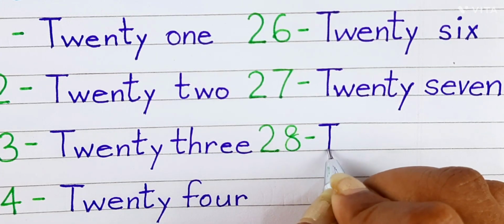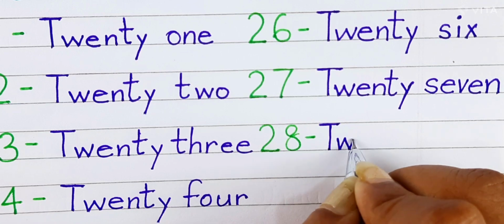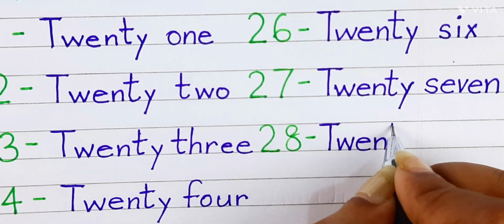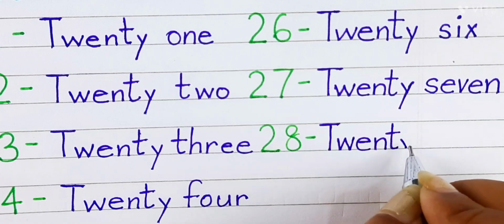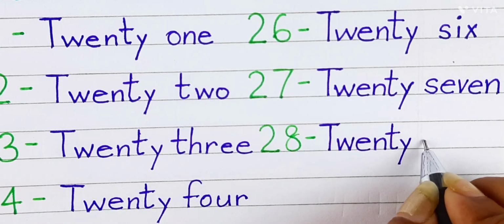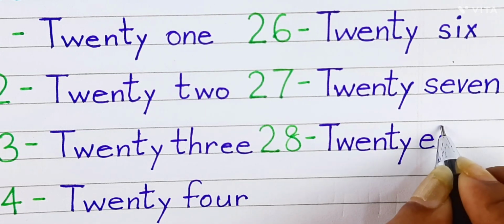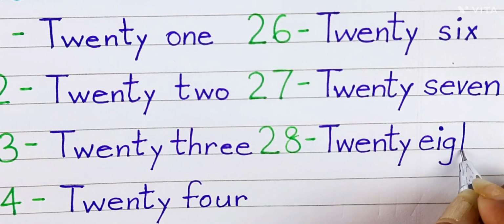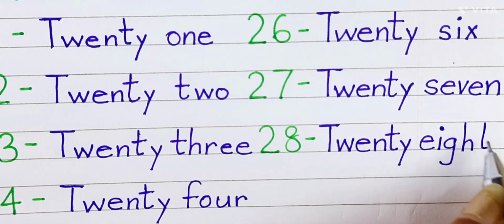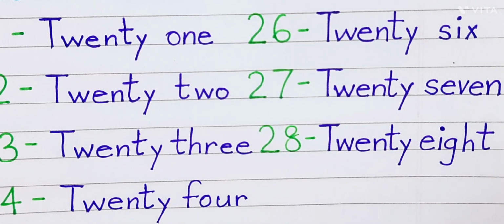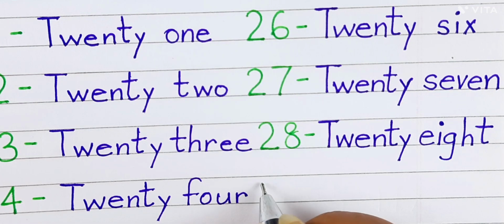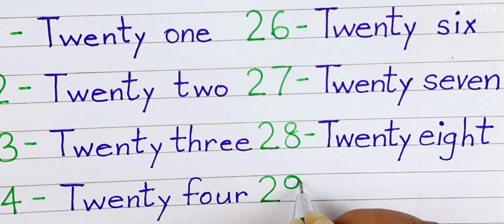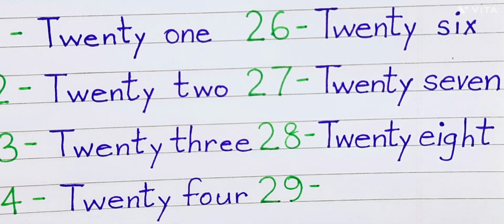T-W-E-N-T-Y, 20. E-I-G-H-T, 8. Twenty-eight. 2, 9, 29.